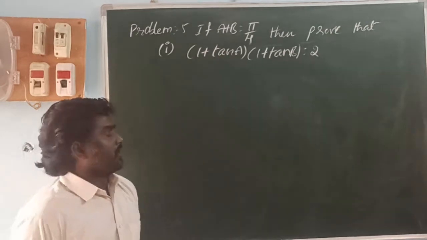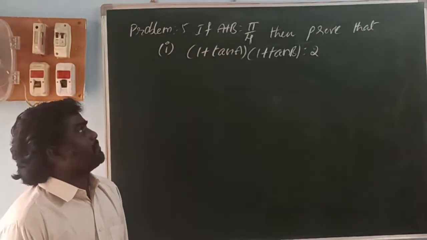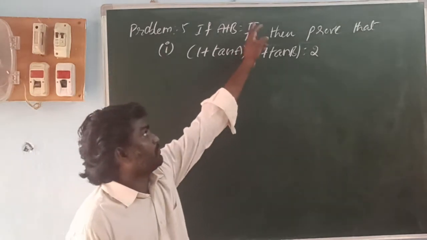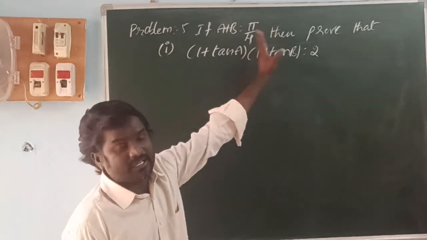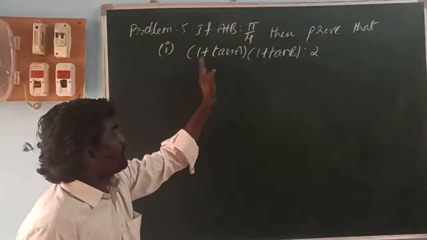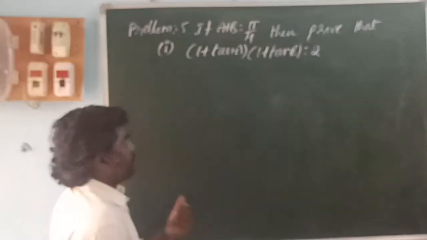Okay, so in the third exercise, problem number 5. If a plus b is equal to pi by 4, pi means how much? 180. 180 by 4, how much is that? 45. Then prove that (1 plus tan a) into (1 plus tan b) is equal to 2. Okay, how can we prove it?